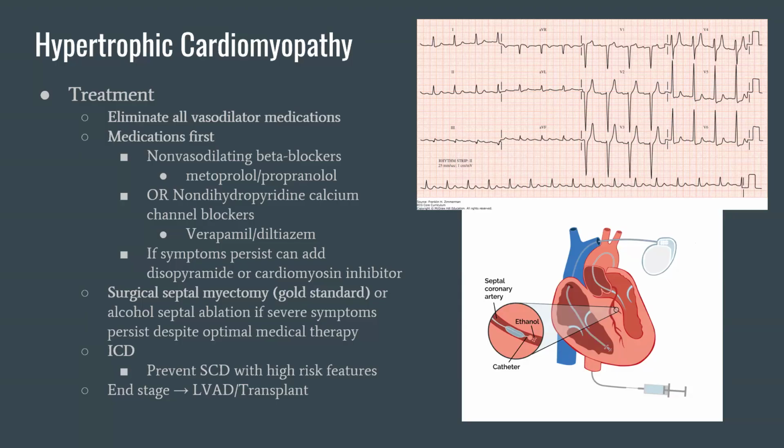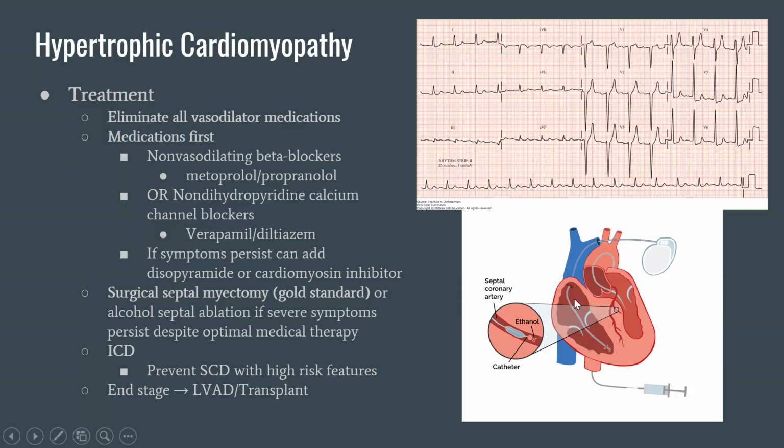They take the septum surgically, open heart surgery, and remove a section of the septum to get rid of that obstruction. If they're not a candidate or they wouldn't survive a big surgery like that, there's another option called an alcohol septal ablation if severe symptoms persist despite optimal medical therapy. And this little cartoon shows that here.